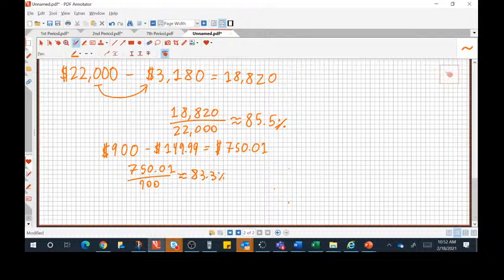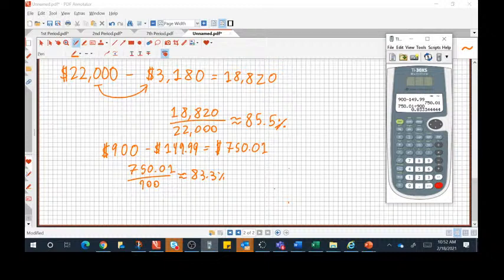Do you guys think that penny made that much of a difference? Should we find out? 750 divided by 900 would have been the same.